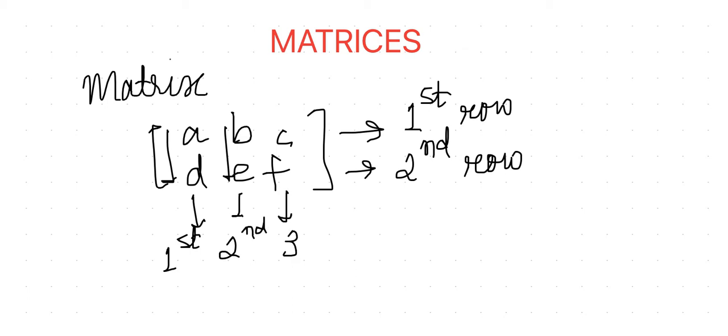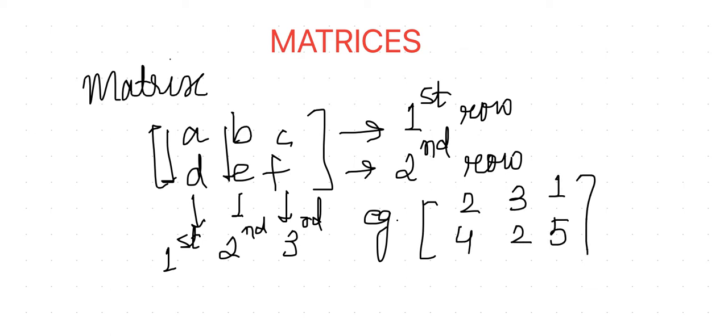Now why is it important for you to understand the concept of row and column, children? Because here we will be introducing a new term that is called the order of a matrix. For knowing that, you should first know what is a row and what is a column. So suppose I have a matrix like this: 2, 3, 1, 4, 2, 5. Here this is the first row, this is the second row, and this is the first column, second column and third column. So in this particular matrix I have 2 rows and 3 columns.